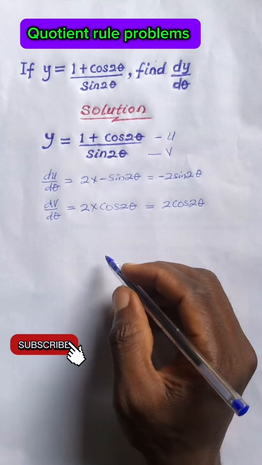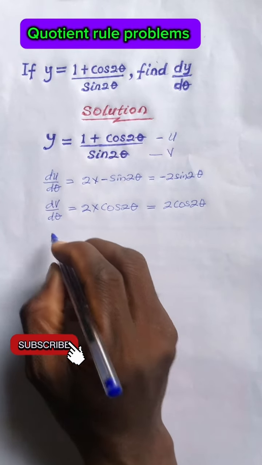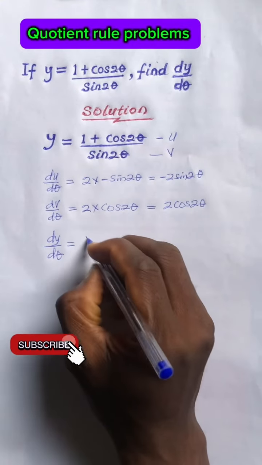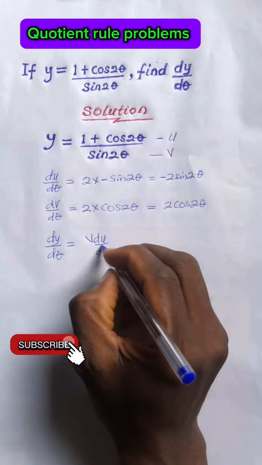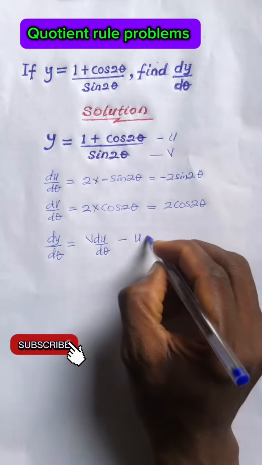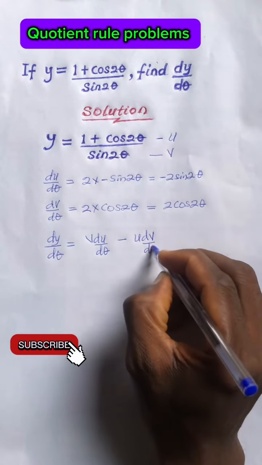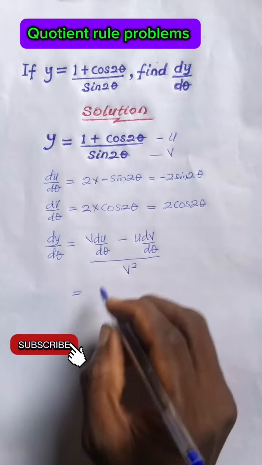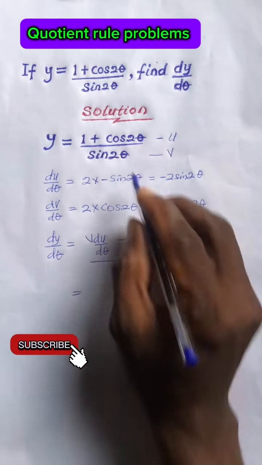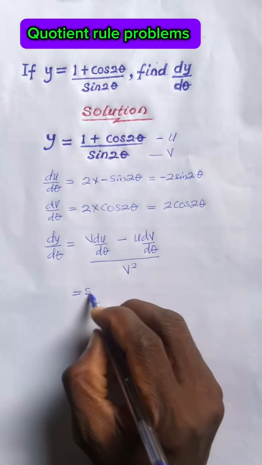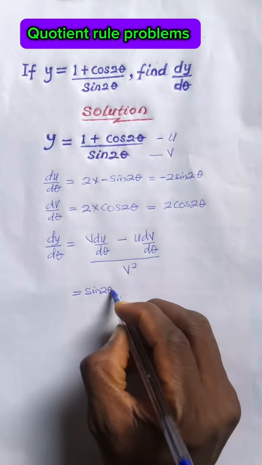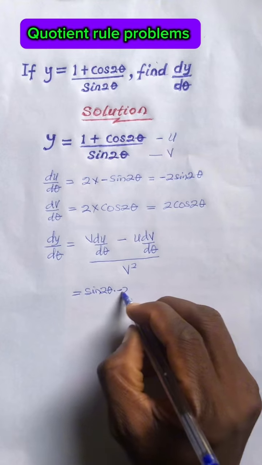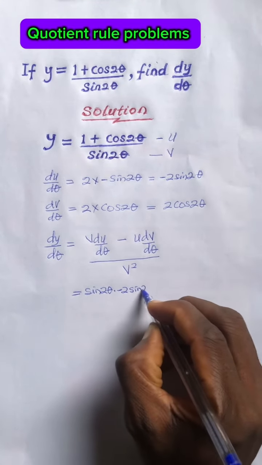Now we're going to use the quotient rule formula, which is dy d theta equals v du d theta minus u dv d theta all over v squared. Now we're going to substitute them in the formula, and v has been given as sine 2 theta. We have sine 2 theta dot du d theta, which is minus 2 sine 2 theta.